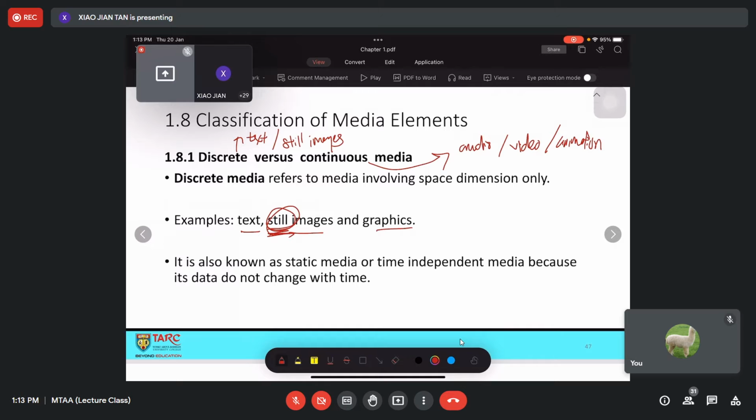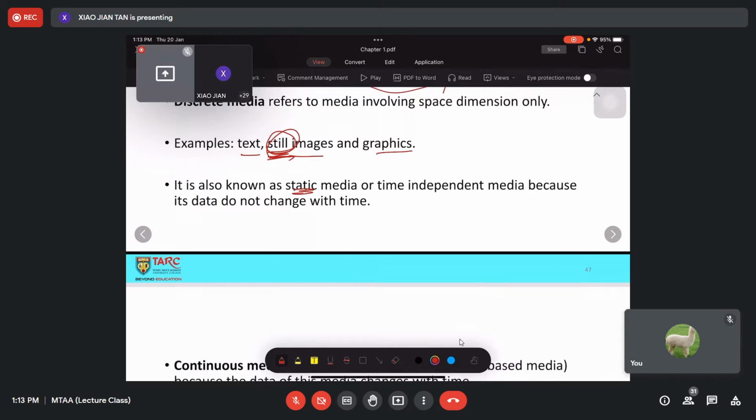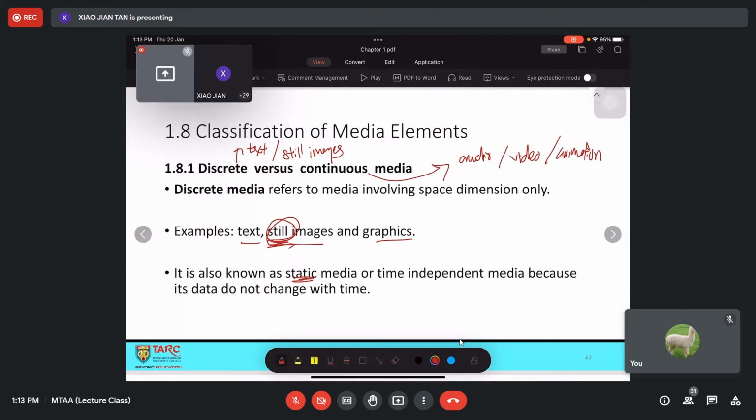So it is also known as static media. Static has the same meaning, which means not moving, while dynamic means moving. So either way, you can say text and still image are discrete media or static media. And for video and audio, you can know it as continuous media or dynamic media. It's all fine. It is also known as static or time independent. Another name would be time independent.